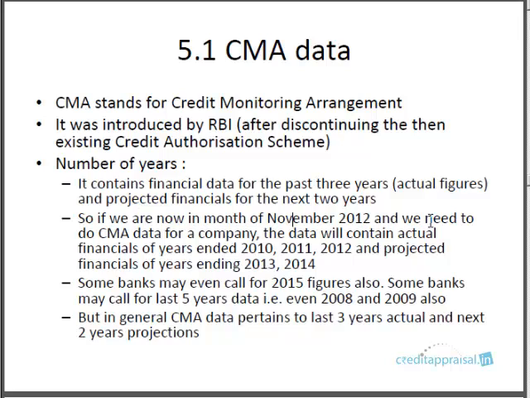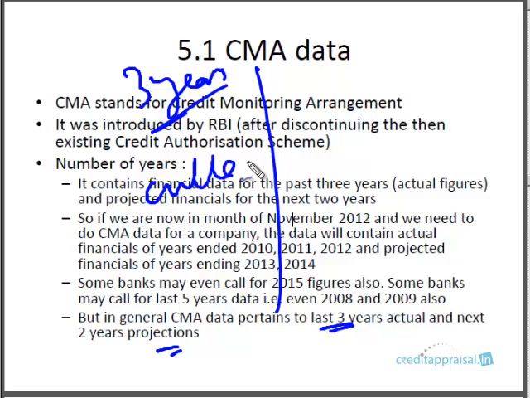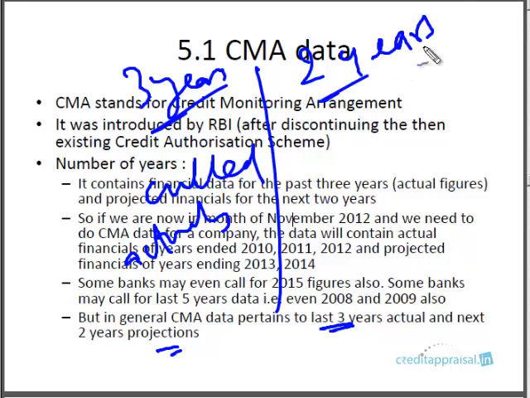But actually that is the crux of CMA data, right? Some financials for the past years, usually 3, will be there, with the next 2 years projections. So the 3 years data is actually culled from the balance sheet and the P&L of the company. So these are actual figures, right? And then the company gives 2 years figures, which are projections.